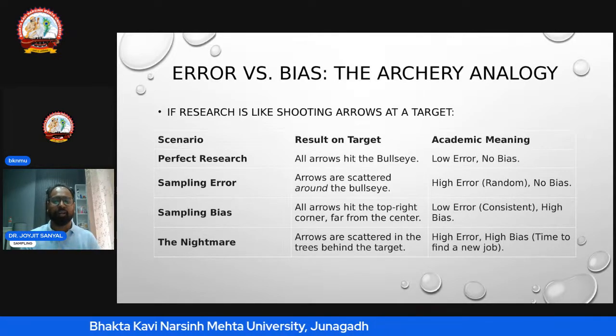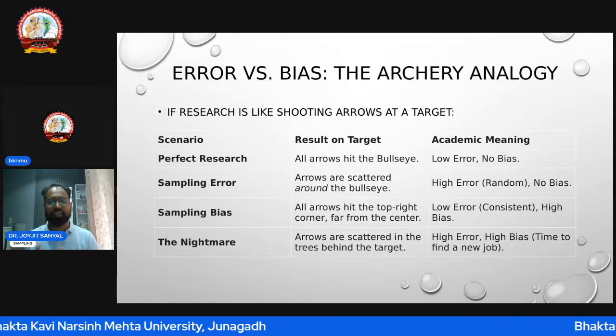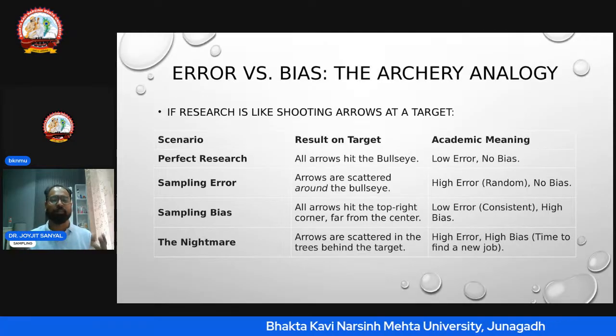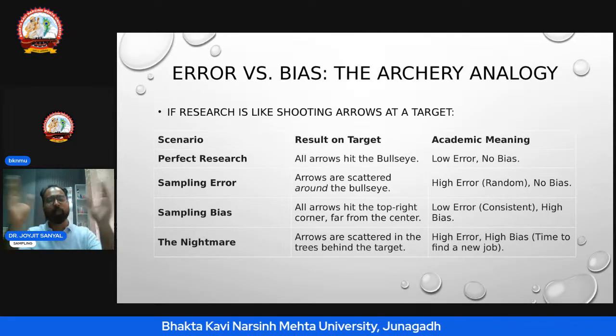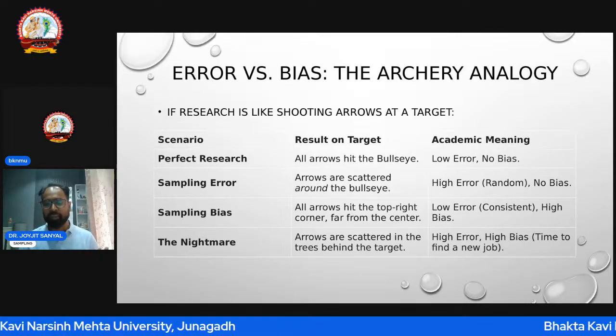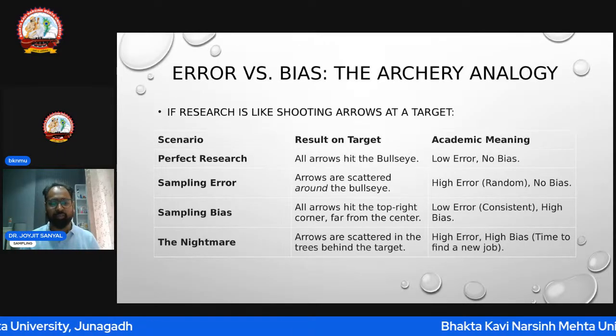Okay, what happens? The arrows are scattered in the trees behind the target. So they did not hit the target, where did they land? They landed in the tree where the target was placed, fell outside, fell below, fell here, fell there. What is the academic meaning over here? High error, high bias.